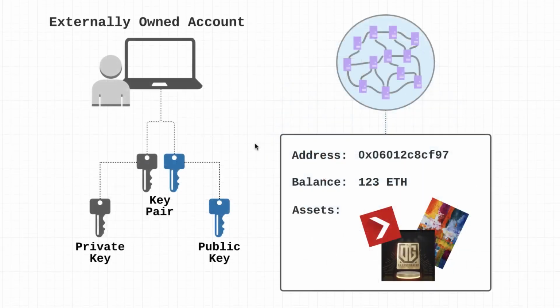All right, so now let's take a closer look at this private key, public key. What's all this about? Whenever you have an externally owned account, that account is controlled by a key pair. A key pair consists of a private key and a public key. Whenever you download an Ethereum wallet and you create a new account, the app in the background is just going to automatically create these key pairs for you.